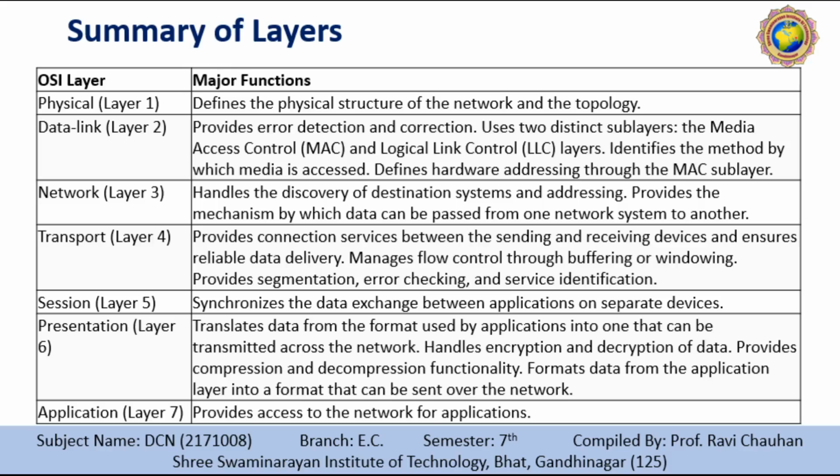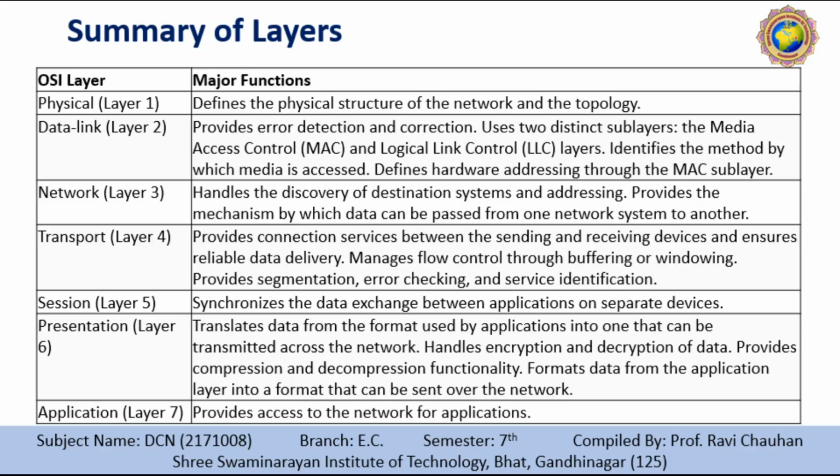Presentation layer, layer number 6. It translates data from the format used by the application into one that can be transmitted across the network. It will handle encryption and decryption of the data. It provides compression and decompression functionality. It formats the data from one application layer into the formats that can be sent over the network.